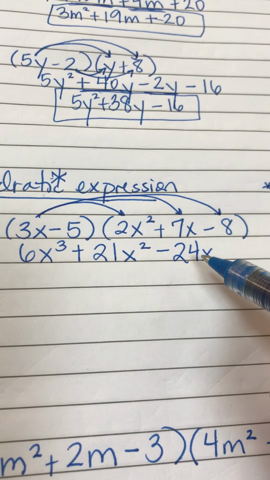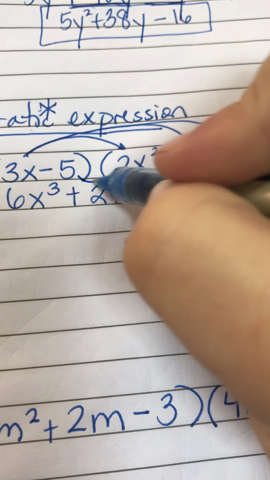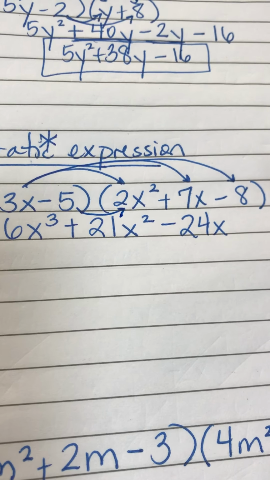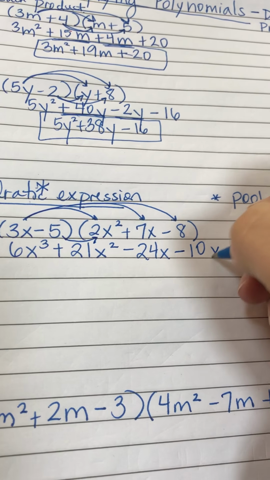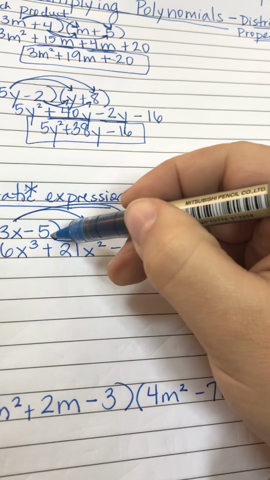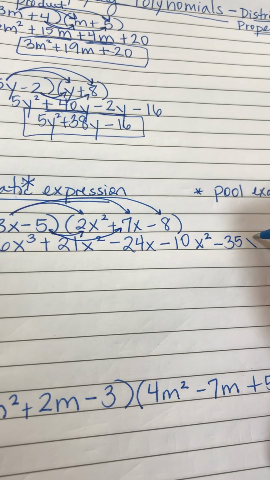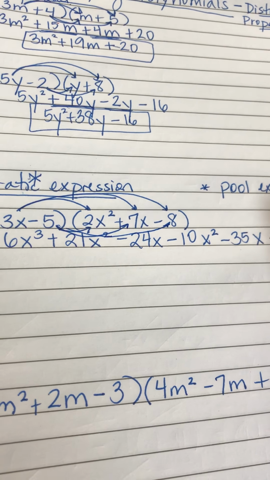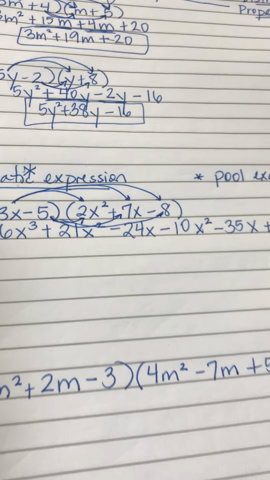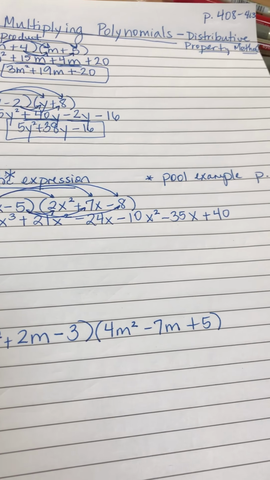Okay, so we're half done. We did the 3x, now we have to do the negative 5. Negative 5 times 2x squared is negative 10x squared. Negative 5 times 7x is negative 35x. And negative 5 times negative 8 is positive 40. Okay, so this is my long polynomial, and I'll probably be able to combine some things.